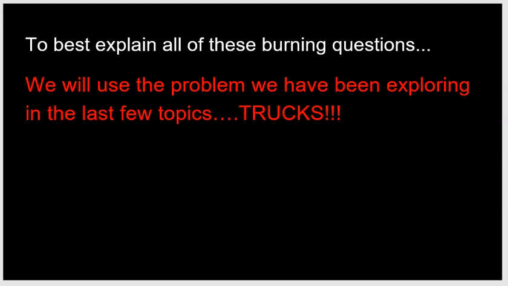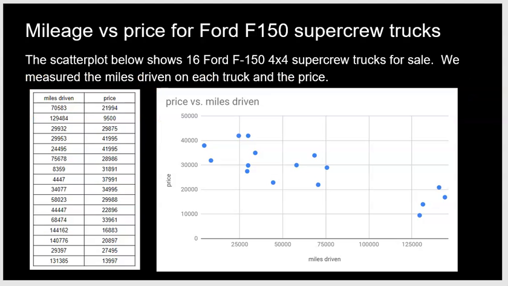Now, to best explain all of these burning questions, we will use the problem that we have been exploring in the last few topics, trucks. All right, so here is that data once again. This is the mileage versus price for Ford F-150 Super Crew trucks. So we have our table of all of our miles and all of our prices, the explanatory and the response. We have this beautiful scatter plot that looks fairly linear, right? And we definitely can tell that the more miles are on a truck, the cheaper it tends to be in price.